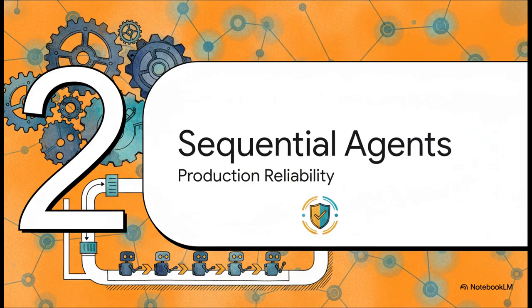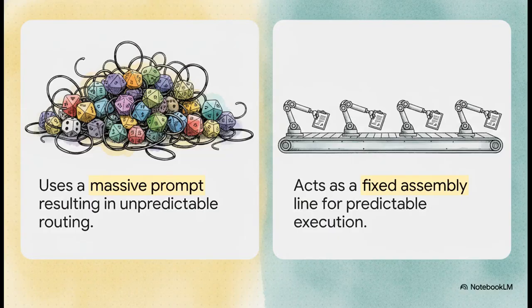And that incident brings us directly to our first major architectural refactor, Section 2, Sequential Agents and Production Reliability. To fix that nasty unreliability bug, we need a fundamental shift in our design philosophy. We have to move away from the single-agent approach, which, let's face it, is essentially a chaotic jumble of one massive prompt and totally unpredictable routing. Instead, we're going to implement a sequential agent pattern. Think of it like a fixed assembly line. It's highly structured, it's designed for repeatable tasks, and it gives us predictable, reliable execution simply because the order of operations is completely hard-coded by us, the engineers.